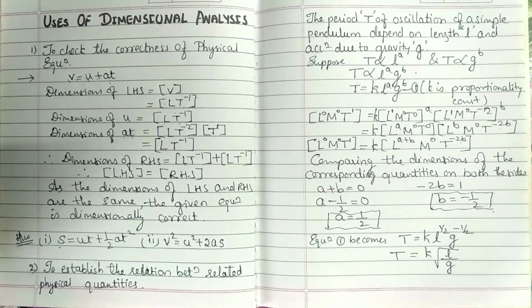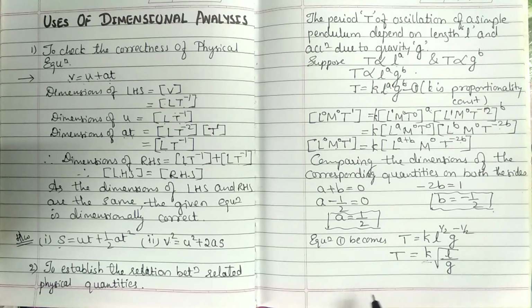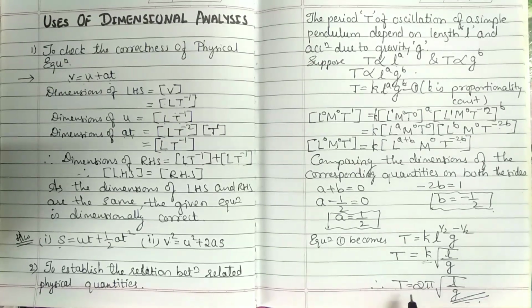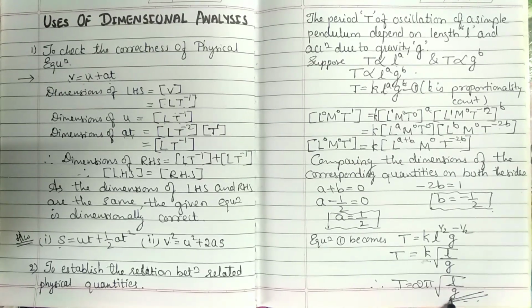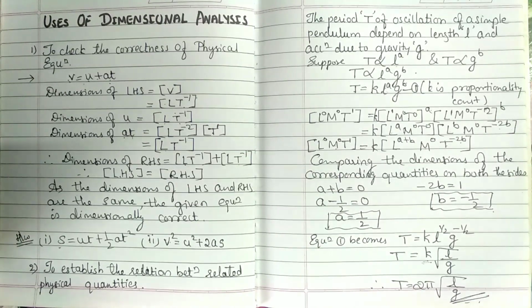So here the value of k can be determined by experiment. We can't use dimension analysis to determine the value of k, and it is found that it is 2 pi. Experimentally k value is determined as 2 pi. Therefore we can write T is equals to 2 pi under root L by G. So this is how we related T to L and T to G. That is the meaning of establishing the relation between related physical quantities.